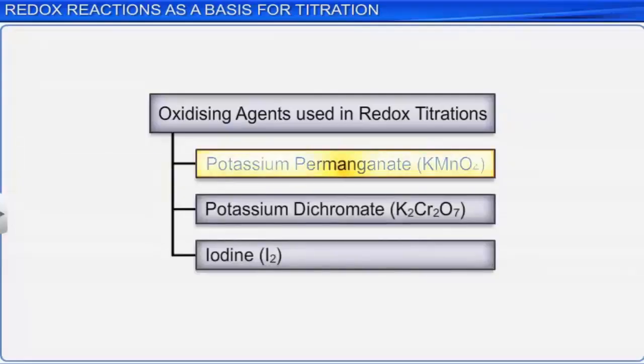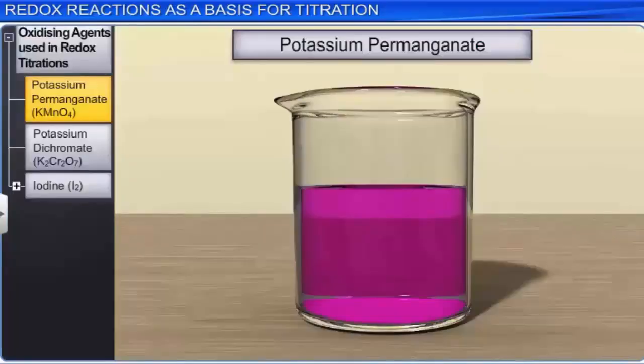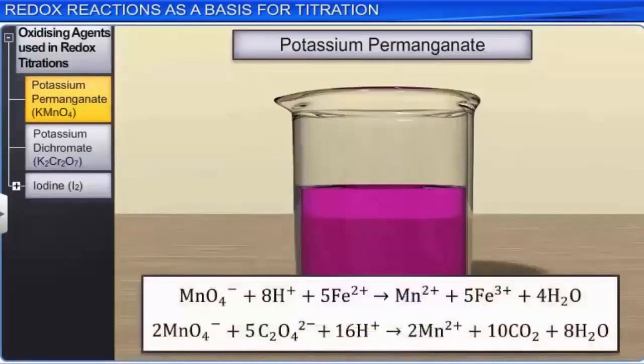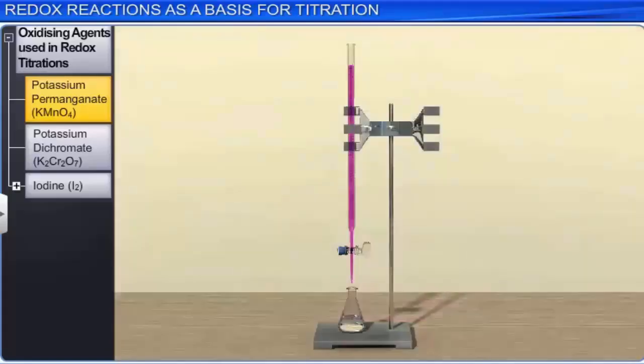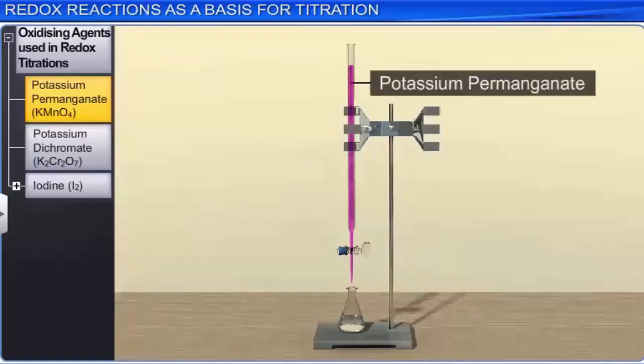Potassium permanganate is a dark purple-colored liquid and a versatile and strong oxidizing agent used in the estimation of many reducing agents such as iron plus 2 ions, oxalate ions, etc. Indicators are not used in these titrations as potassium permanganate acts as a self-indicator.